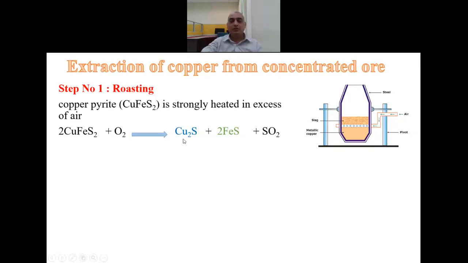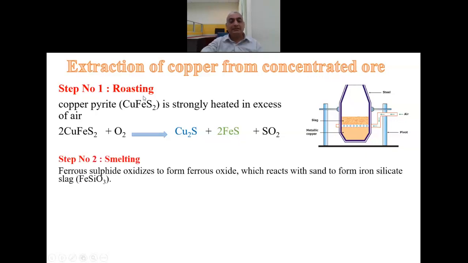One is called cuprous and one is called cupric. And here we can see this is the lower oxidation state of copper. So that's why the formula of the copper is Cu2S, and we have here the lower oxidation state of iron, FeS.